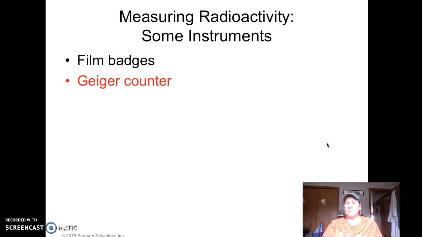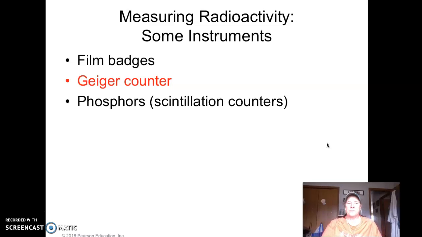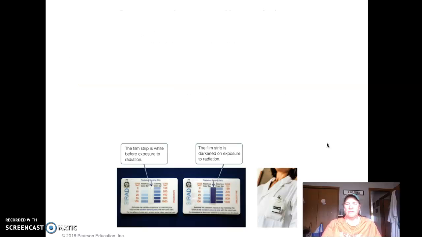They have Geiger counters. I'm sure you've seen them, those little things that go like that. There's actually something called phosphorus. It's a counter similar to a film badge, but it's made a little bit different.